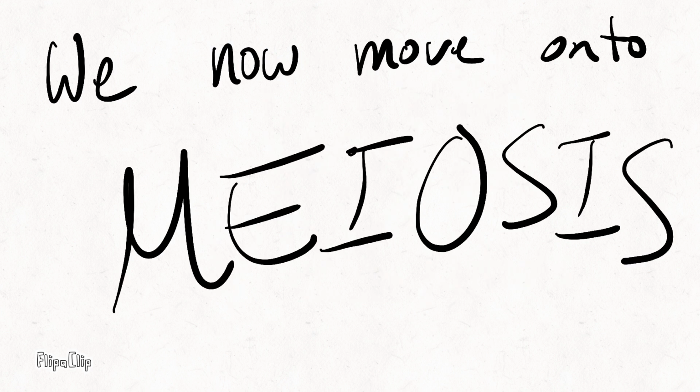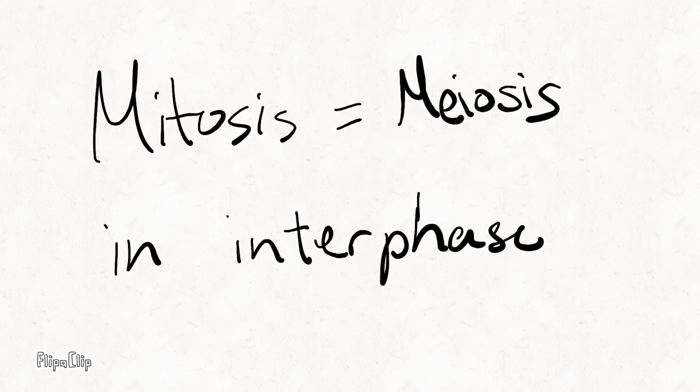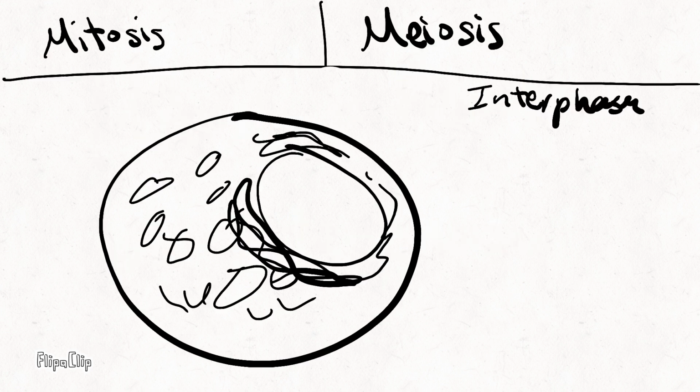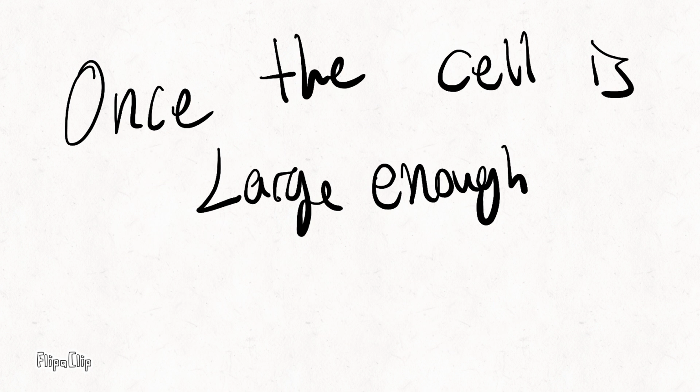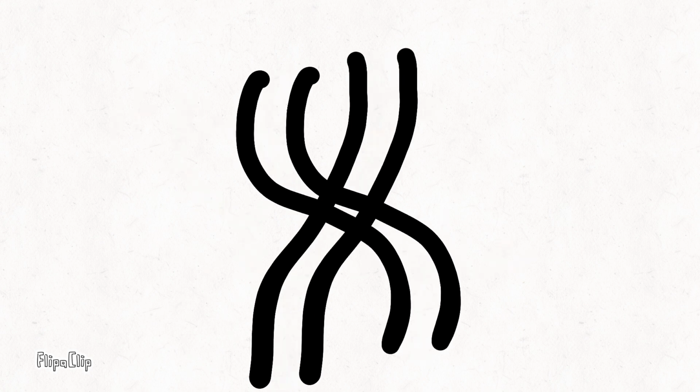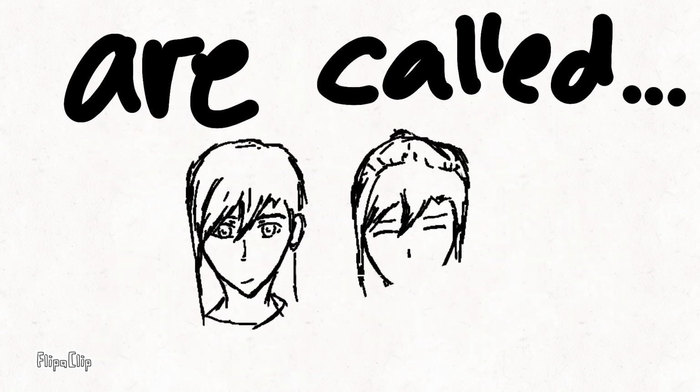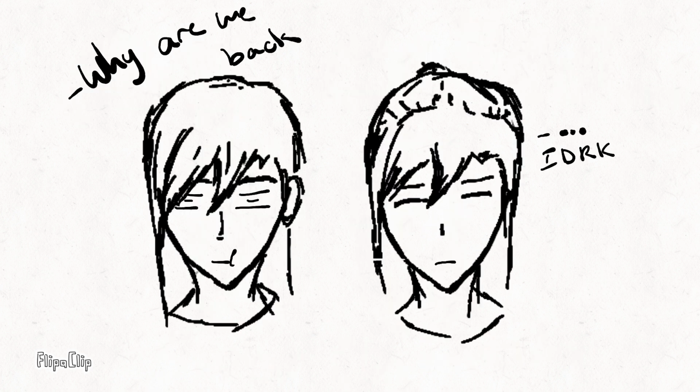We now move on to meiosis. Mitosis and meiosis are similar in terms of interphase. In both of the interphases, the cell makes copies of each organelle in the cytoplasm. Once the cell is large enough, it will also make a copy of its chromosomes. The chromosome and its copy are called sister chromatids.